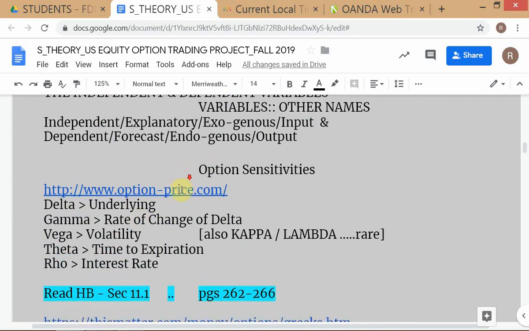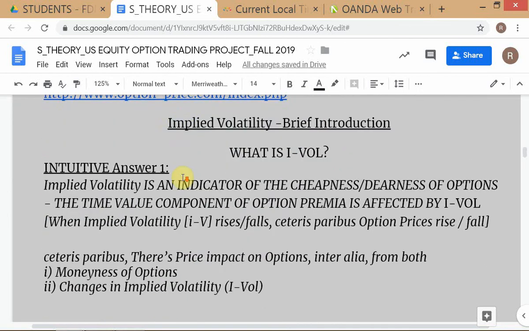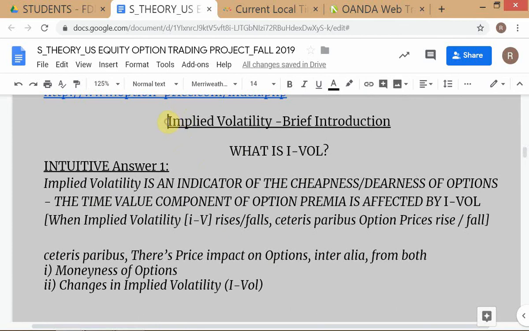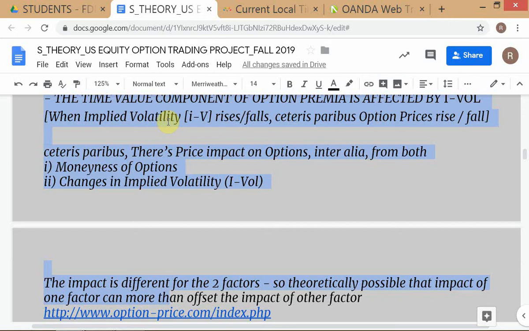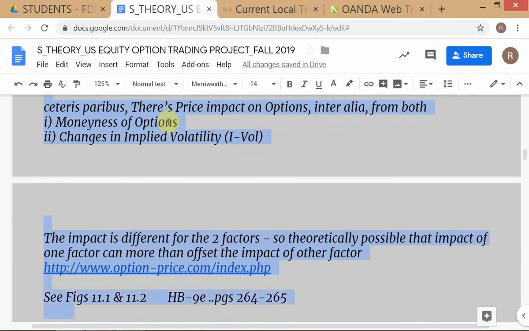Okay, so the next point we need to cover is this. We have to have a brief introduction to IVOL. I'll just paste this into your notes so that you have it.